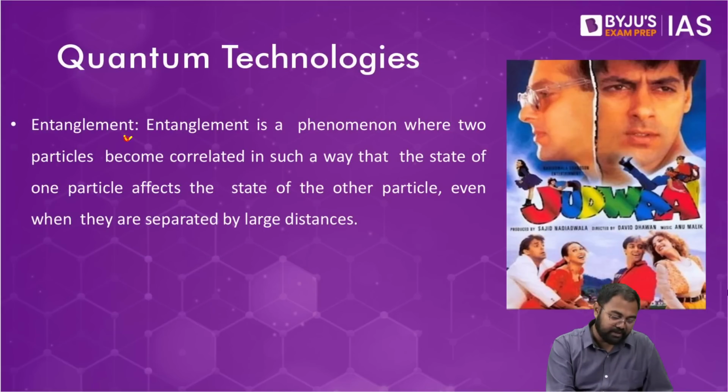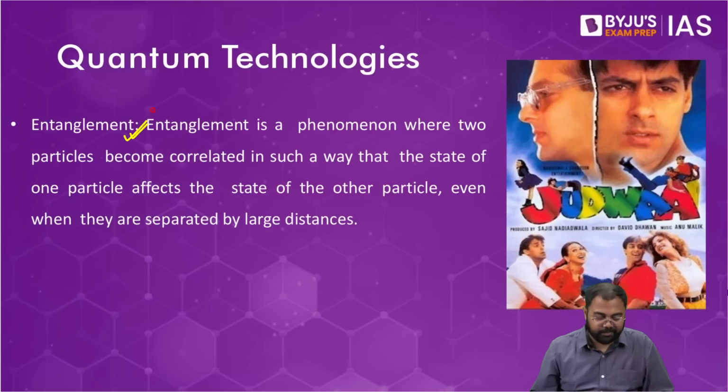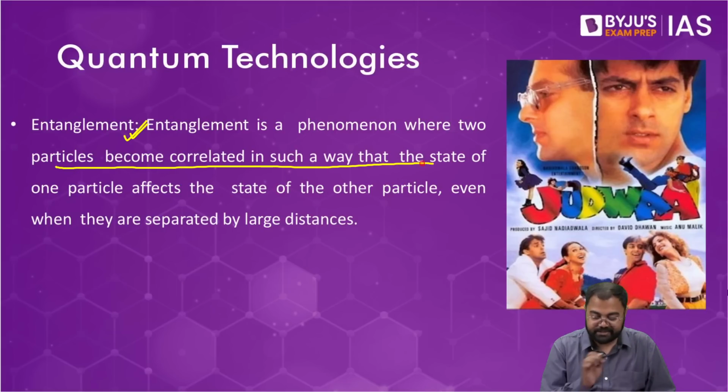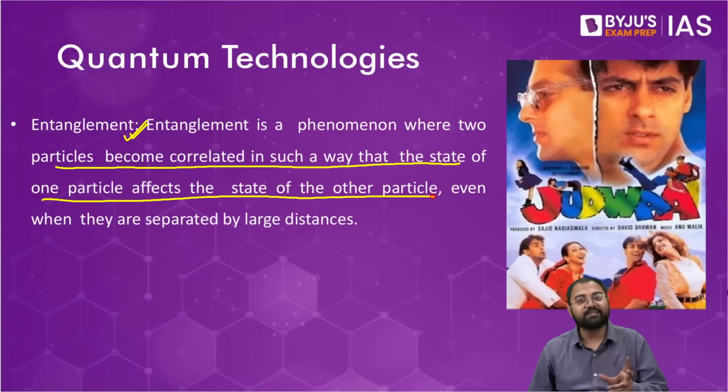Then there is a very, very important concept of entanglement. Now, entanglement is where we talk about two particles that become correlated in such a way that the state of one particle affects the state of the other particle, even when they are separated by large distance. All right. Even if they are separated by large distance, even then their properties would be connected to one another.